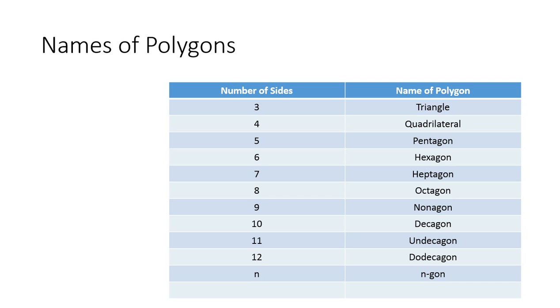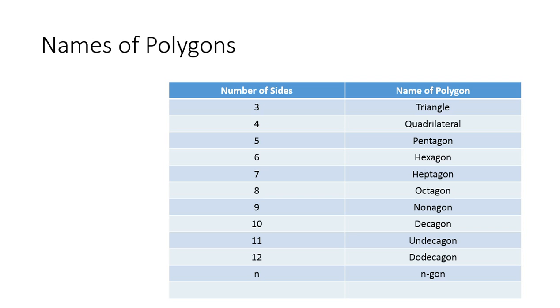Now polygons have names, and you might want to pause this video and write down this table for future reference. The names of polygons are based on their sides. 3 sides is a triangle, 4 sides a quadrilateral, which we've dealt with already. 5 sides is a pentagon, like that big old building over in Alexandria. 6 sides is a hexagon, 7 sides is a heptagon or septagon. Both of those are acceptable.